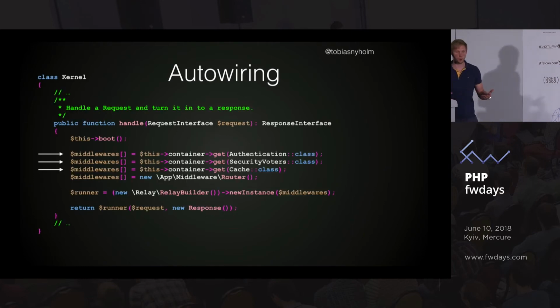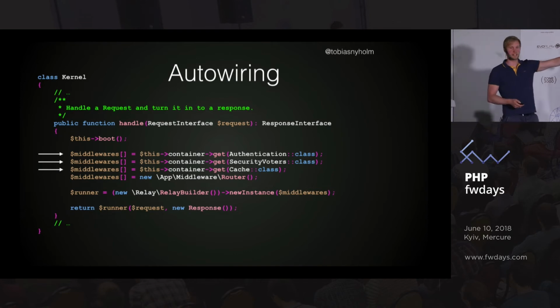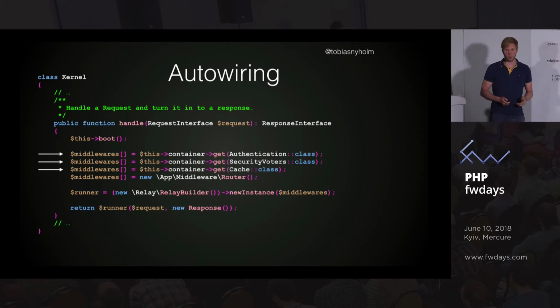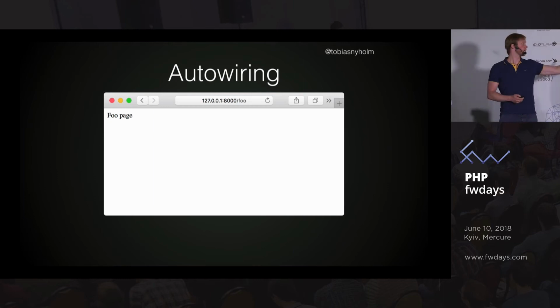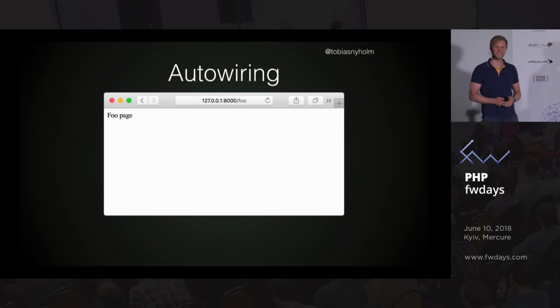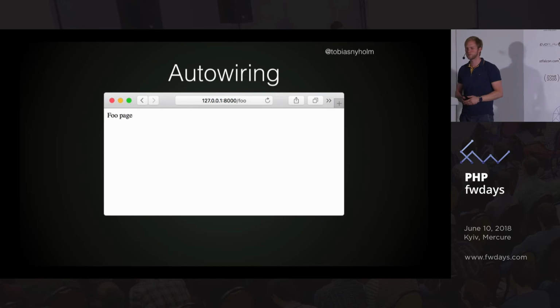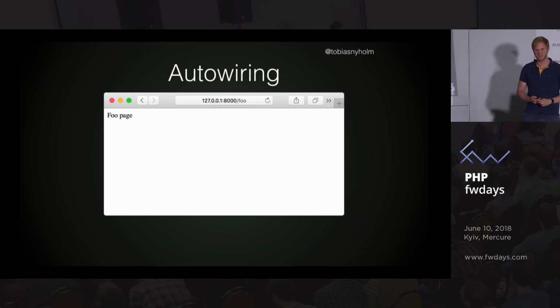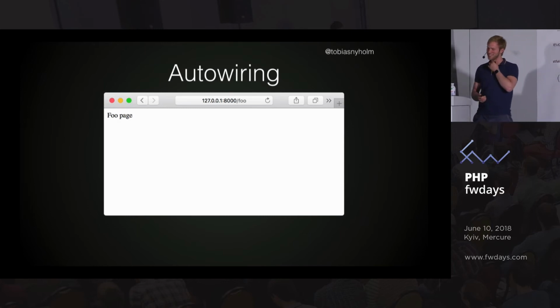And by using Autowiring, I can just use the fancy class constants like this. So I don't have to remember this arbitrary service ID anymore. The result of using Autowiring, yeah, the website still looks like this. And it's not cached.